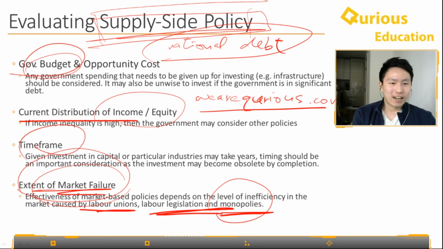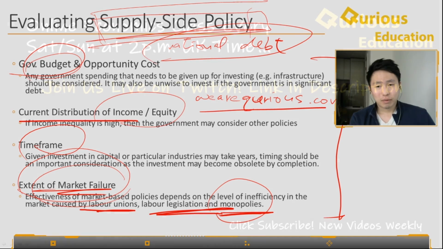Okay, so that's pretty much it in terms of analyzing supply-side policies.